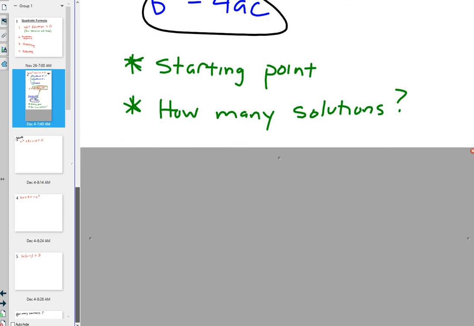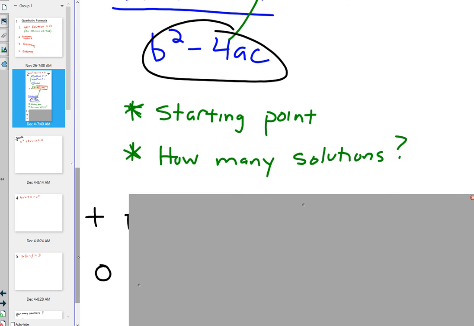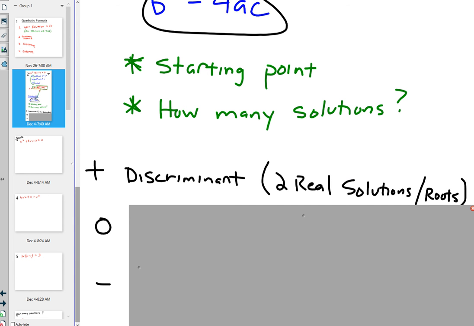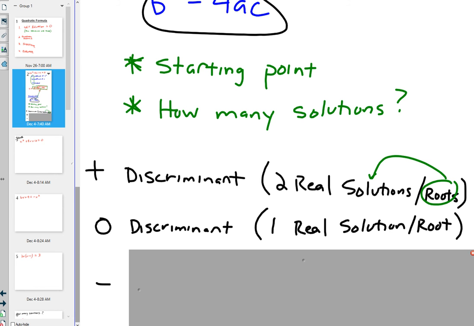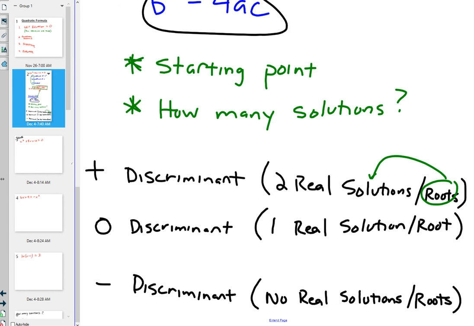Anywho, last thing before we get to the fun stuff. The way that you tell how many solutions is by looking at the sign. When you evaluate the discriminant, if you end up with a positive discriminant, that means you're going to have two real solutions. This word root is just another word for solution. Don't let that confuse you. If you end up with a zero discriminant, you're going to end up with one real solution. And if you end up with a negative discriminant, that means you have no solutions.